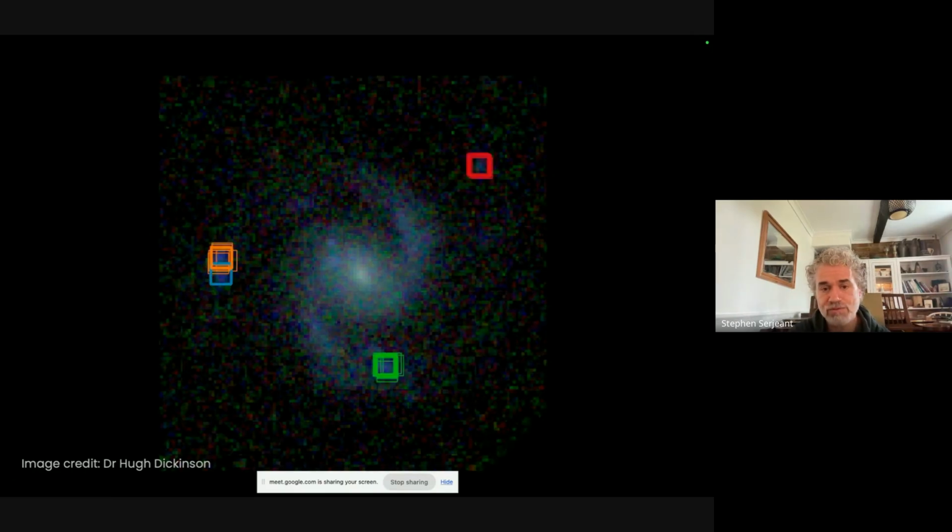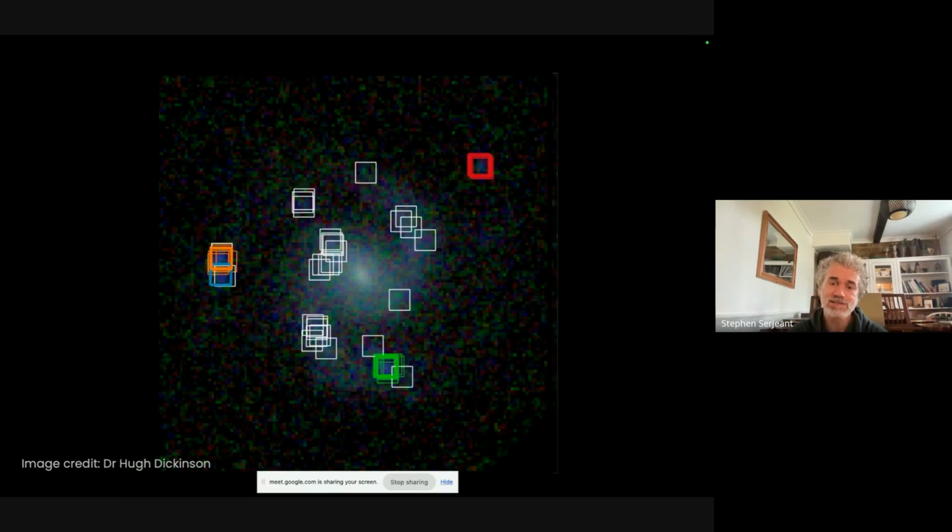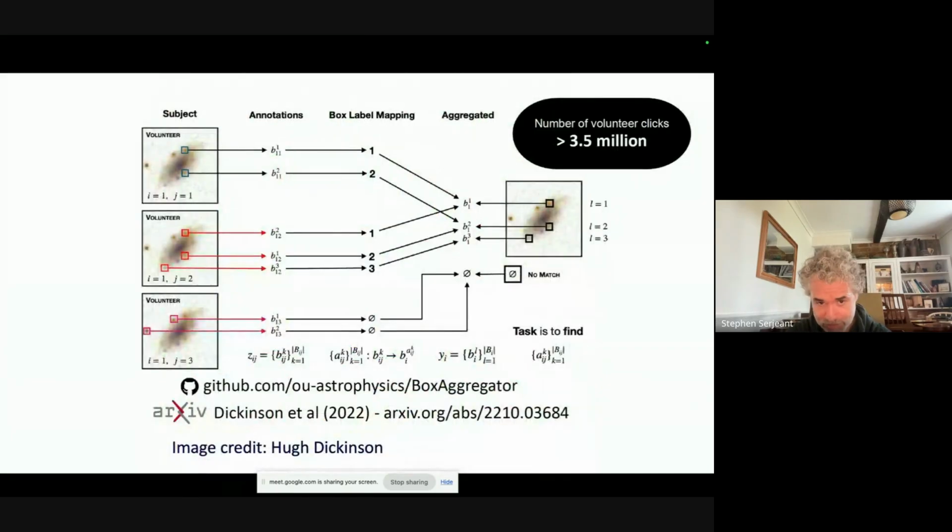And you might want to have volunteer annotations that look like that. But what you get are volunteer annotations that look like that. You get lots and lots of false positives. But these volunteers' false positives are not correlated with each other. So what Hugh did was create an aggregation algorithm to find the consensus annotations between the volunteers.